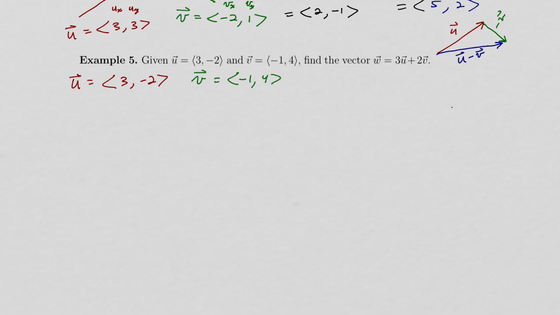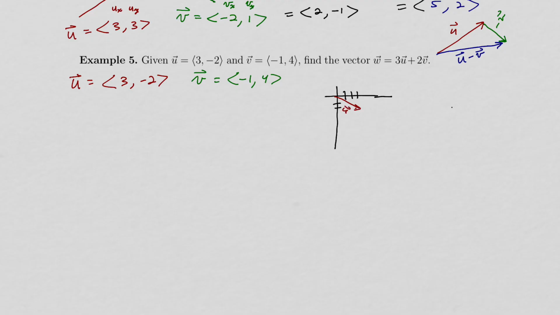Actually, let's graph these as well. So I'm going to graph these over here. So 3, negative 2 will look something like this, right? So 1, 2, 3, negative 2. So u is going to look something like this, right? It'll be in the fourth quadrant. Oops, a little further over, like that. So this is u.